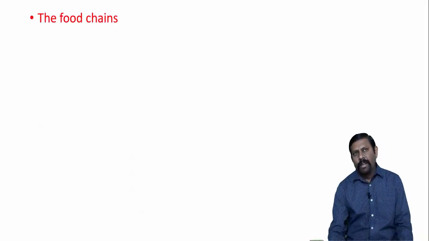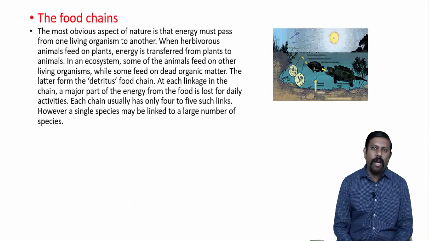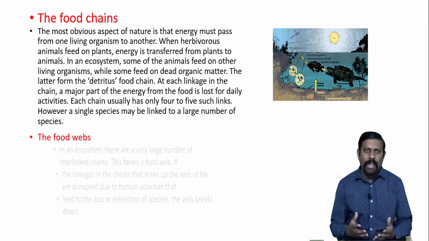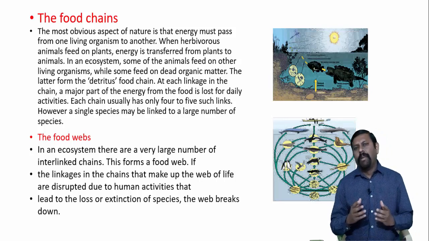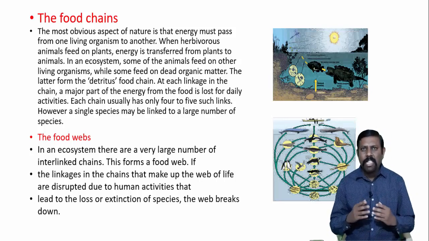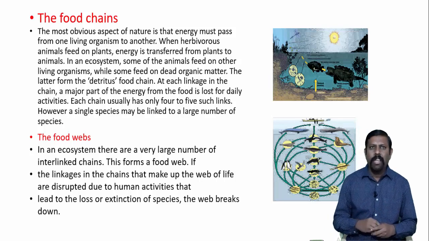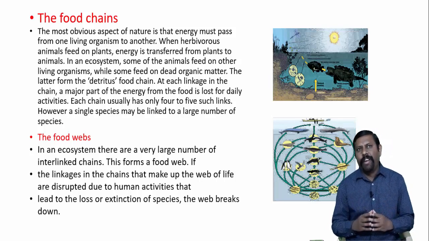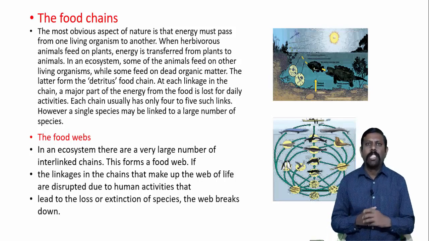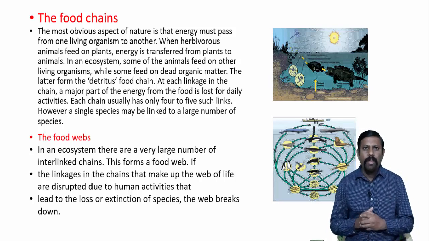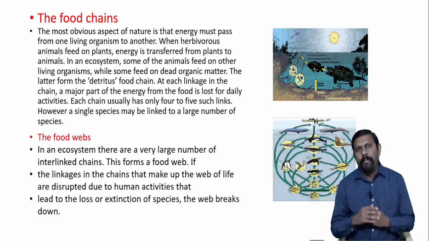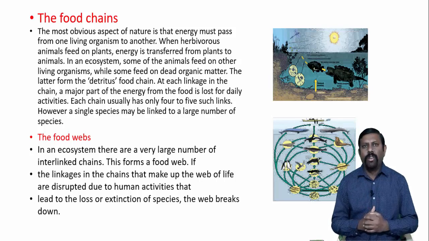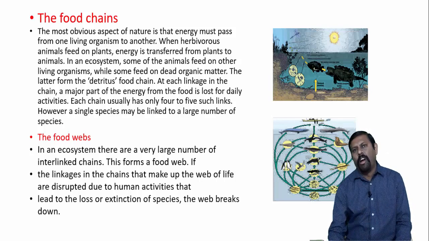Next, the food chains. The most obvious aspect of nature is that energy must pass from one living organism to another. When herbivorous animals feed on plants, energy is transferred from plants to animals in an ecosystem. Some of the animals feed on other living organisms while some feed on dead organic matter, the latter forming the detritus food chain. A major chain usually has only 4 to 5 such links. However, a single species may be a link in a large number of chains.